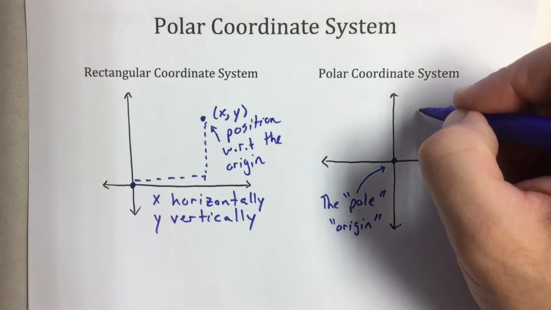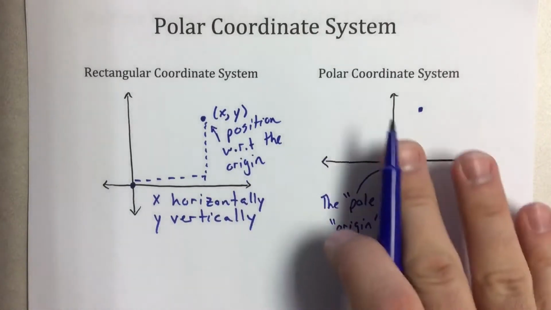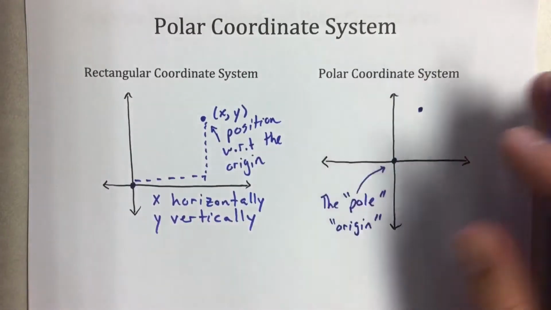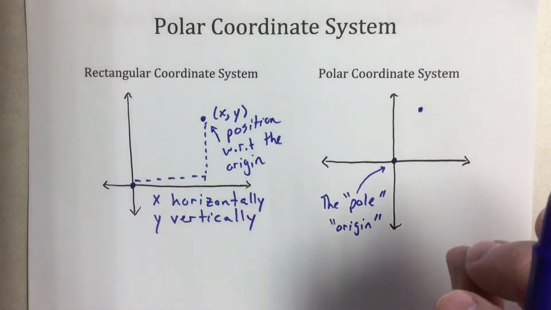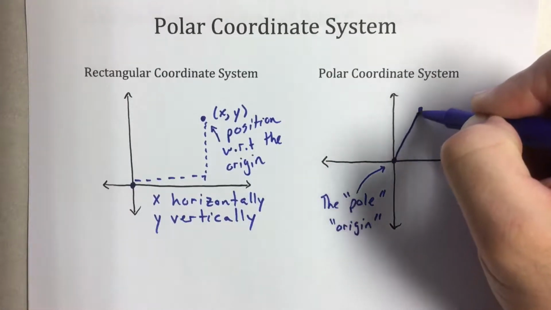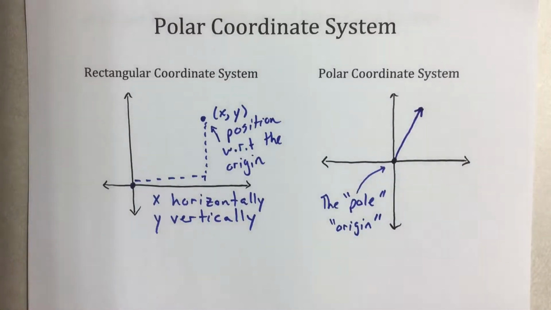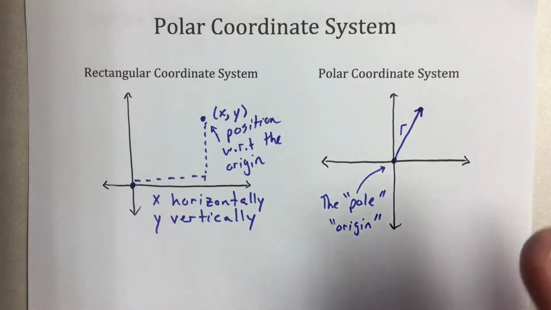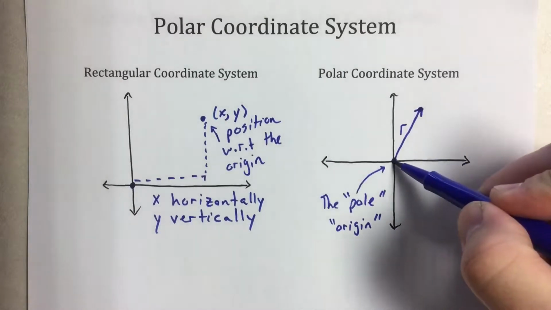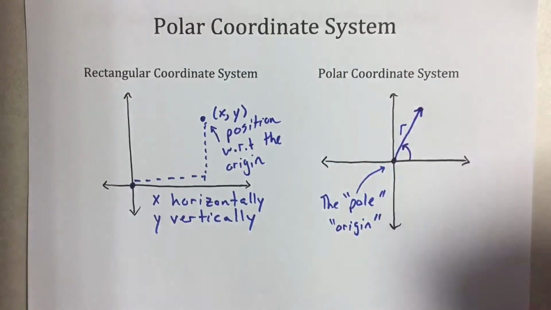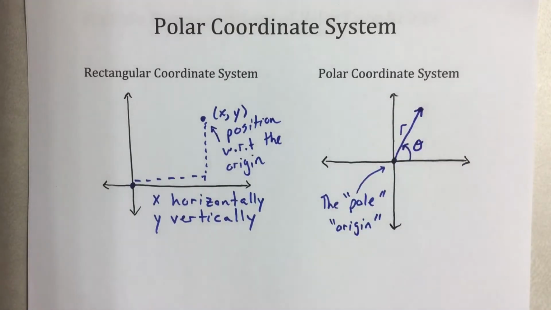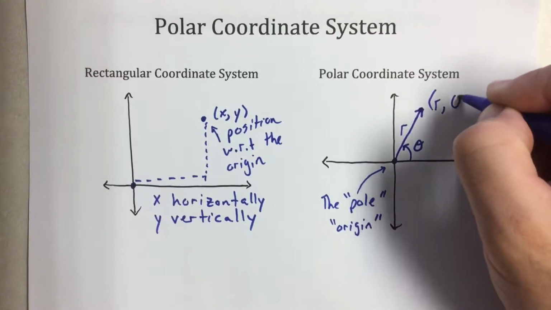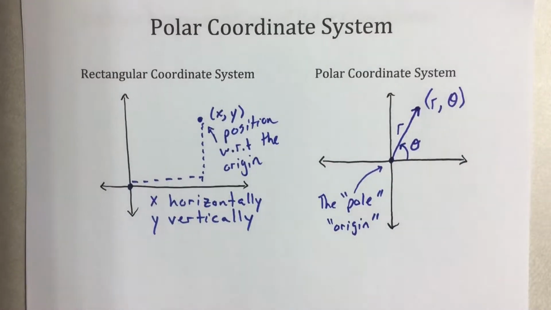If I have a point that is right here, rather than focusing on the horizontal movement and vertical movement, in the polar system we focus on two different things. We focus first on the direct distance, the direct distance an object is, which we call r, like radius maybe. Then we have the angle of turn, or the direction angle. So the coordinate would actually be r, the direct distance, comma, theta, whether we are in degrees or in radians.